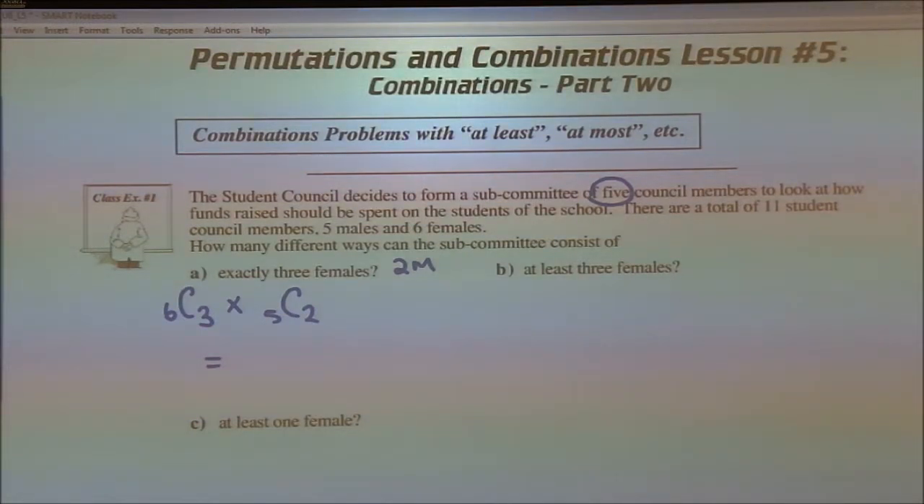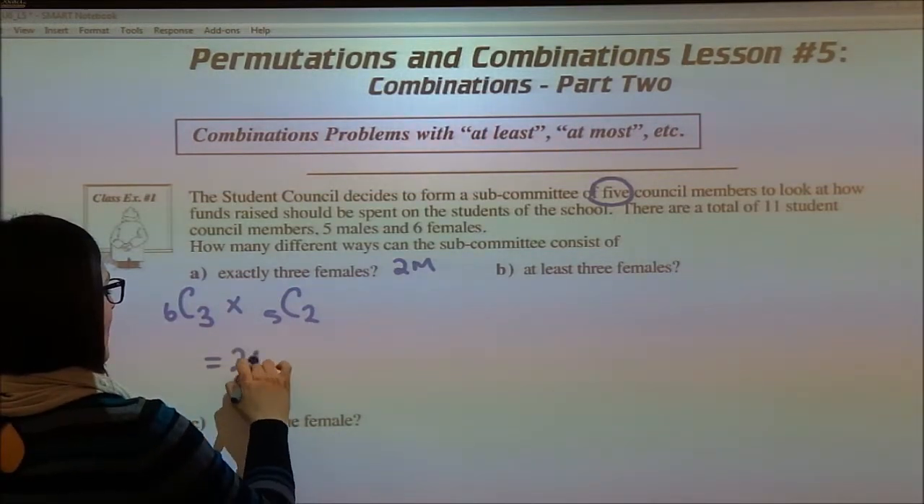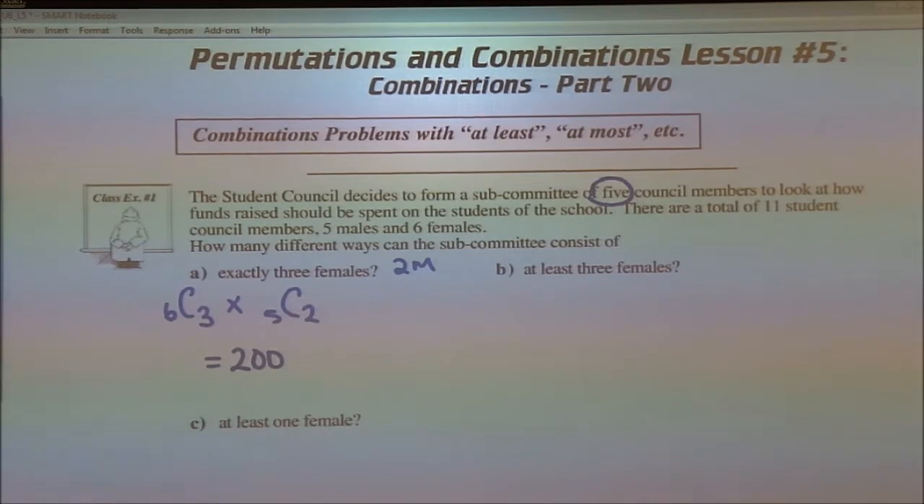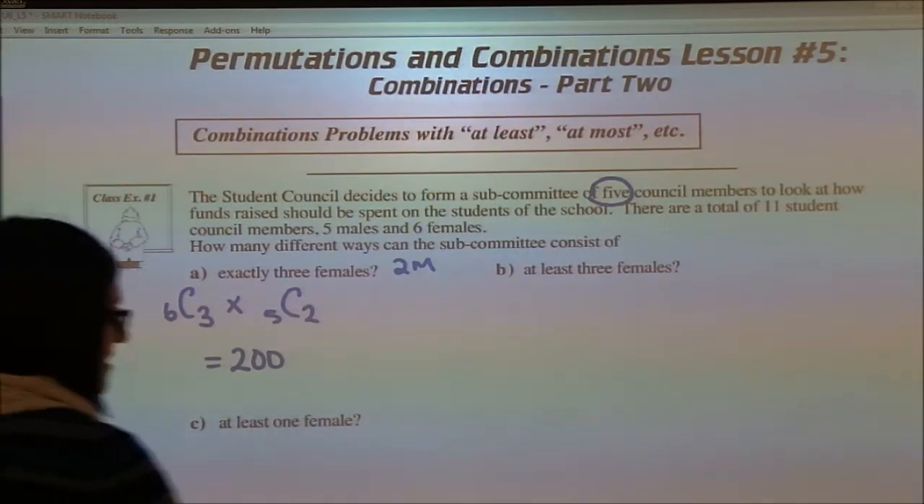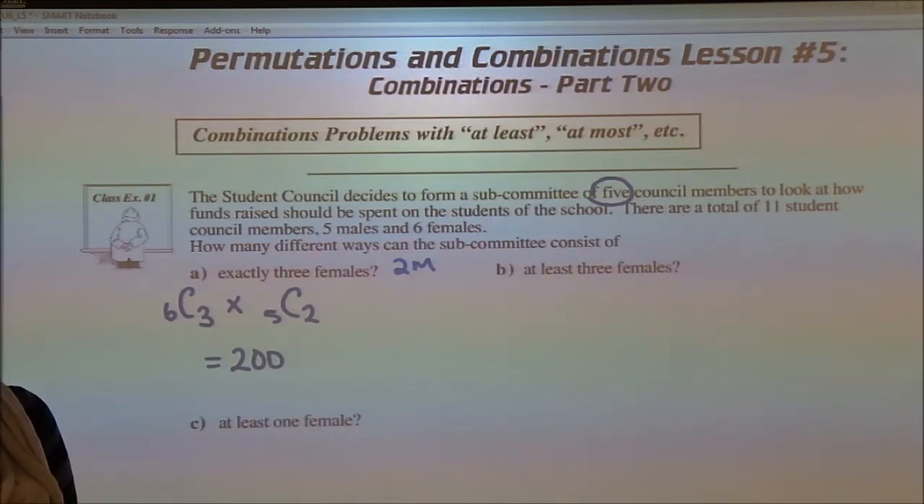What do I get? 200. Okay. Question B says at least 3 females. So what does that mean? How many females can I have on the subcommittee? Like 3, 4, or 5.